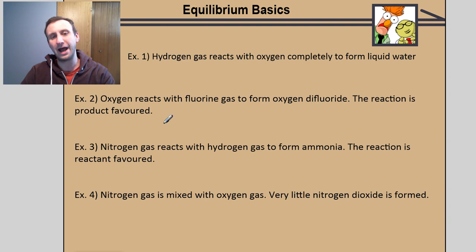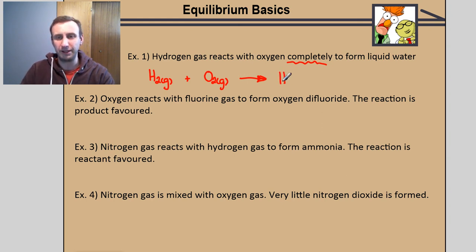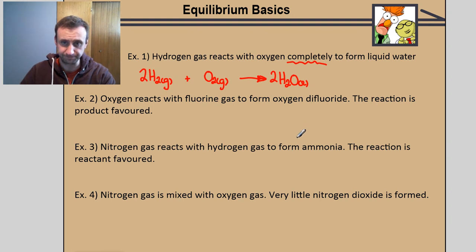So for example 1, hydrogen gas reacts with oxygen completely to form liquid water. So I have, of course, hydrogen gas is H2 gas, reacts with oxygen, so that's O2 gas, and that forms liquid water. Now it's a complete reaction, so using these general terms, that means it's quantitative. So I'm not showing an equilibrium arrow at all. I'm showing my classic chemical reaction arrow, which means all of it is turning into the product. I need to balance this, so I need to put a 2 on here and a 2 on here, and I'm finished.